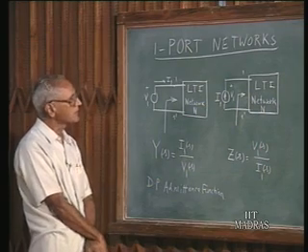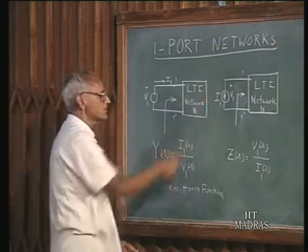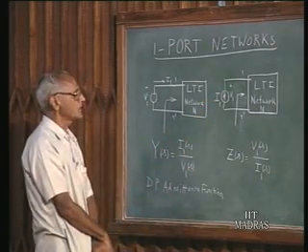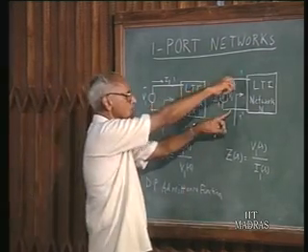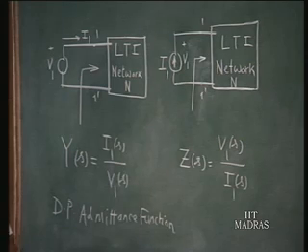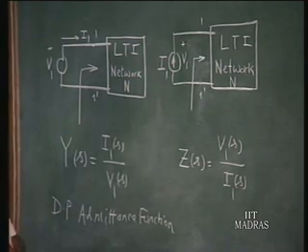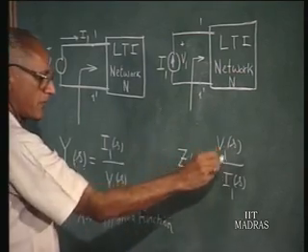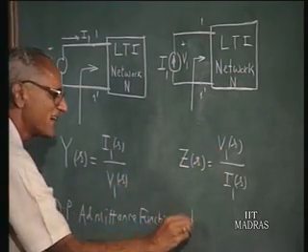Now on the other hand, if we introduce a current excitation to the network through a current source and measure the response, voltage response, and find the ratio of the response to the excitation in the transform domain, then you get Z of S equals V1 of S over I1 of S. This is called the driving point impedance function.